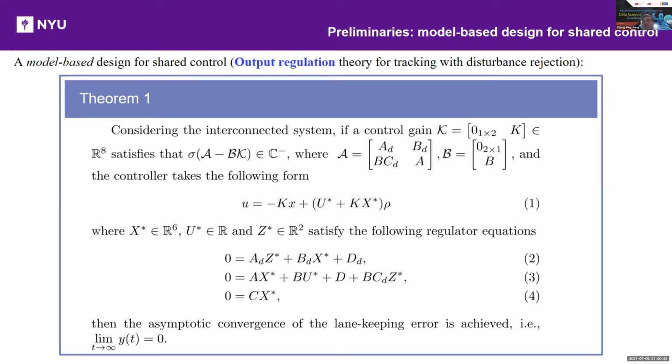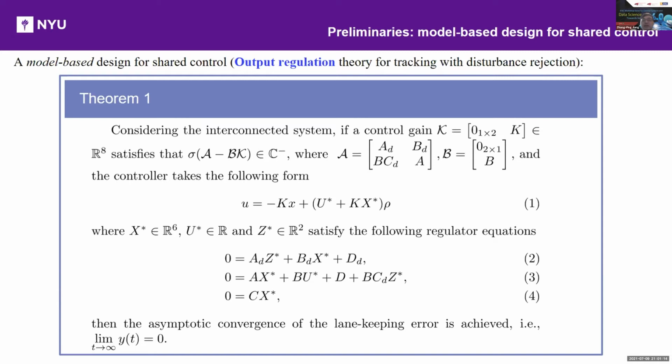But for the model-based approach, the result is well known in the field of so-called output regulation. Output regulation refers to the problem of asymptotic tracking with disturbance attenuation, disturbance rejection. So you want to achieve perfect tracking, driving the output to zero, but also reject disturbances. The disturbance in our case will be the road curvature. So the road is not a straight line. The road curvature is changing and is unknown.